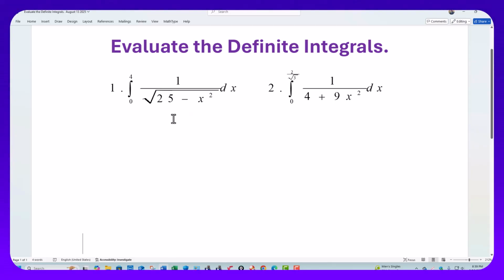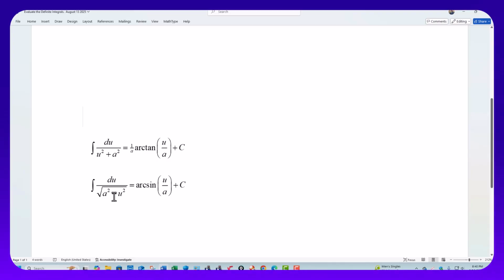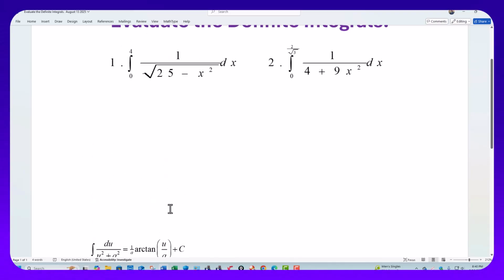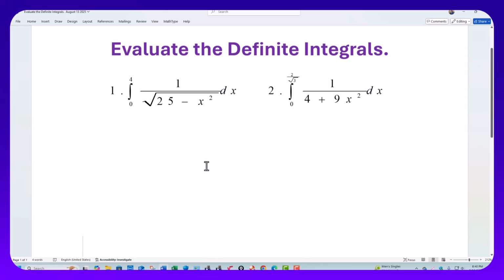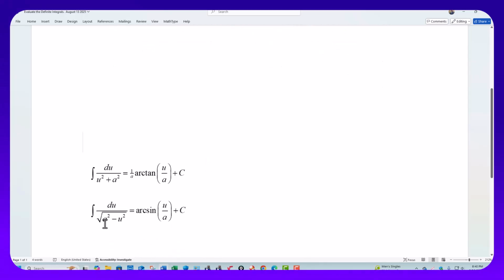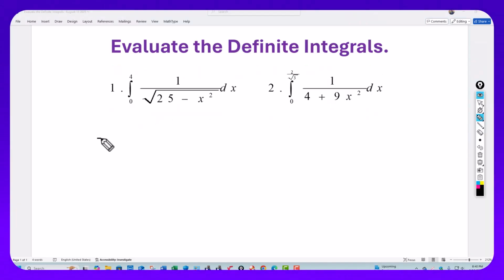Notice this one is in the exact form that we needed for the second formula, so the second formula is going to be used for the first one. It's dx, that could be a du, over 25, that would be your a squared, and then the u squared would just be x squared. So there's no substitution that you have to use here. You just go directly to the formula. So here we go then. The integral is set up for us.